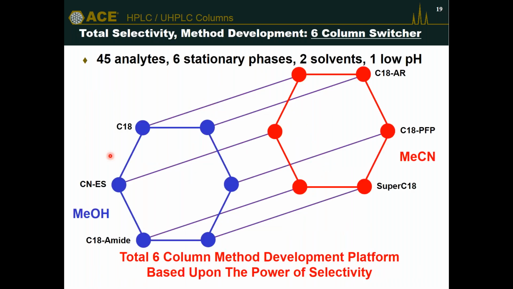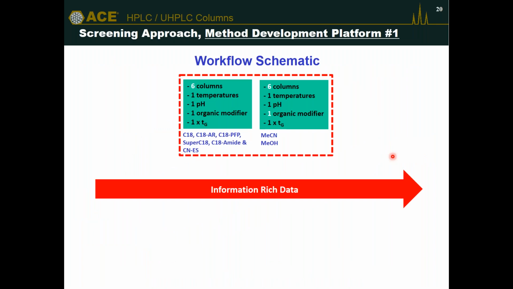And in fact, the approach that we use in the lab that I work in is we have the 6 different chemistries you can see here, and we actually use 2 solvents, the protic solvent methanol and the aprotic solvent acetonitrile. So we actually have a 6-column, 2-solvent method development platform. And this is our standard approach that we use for all method development activities.